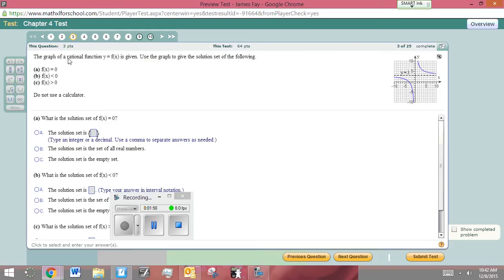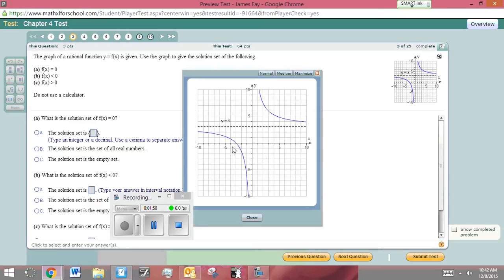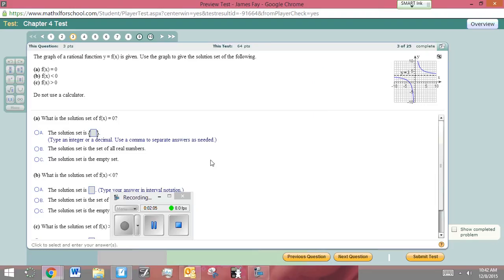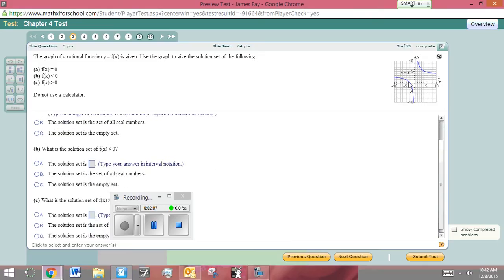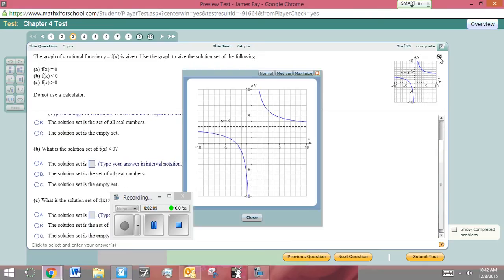Okay, so the graph of the rational function f of x is given. Use the graph to find the following information. When is f of x equal to 0? Well, f of x equals 0 right there at -3. Okay, so that's part A. When is f of x less than 0? So that's when are we below the x-axis. So it's those values there.